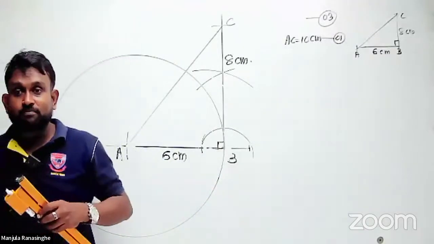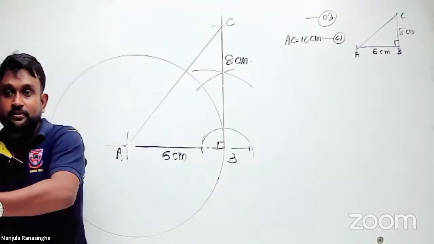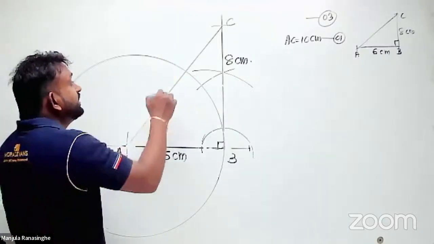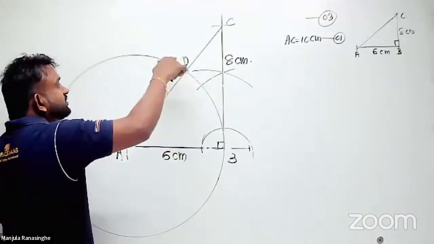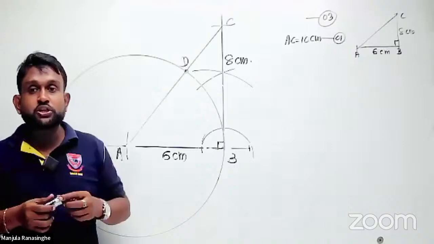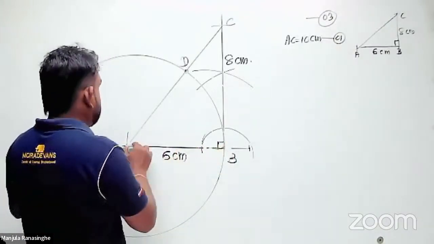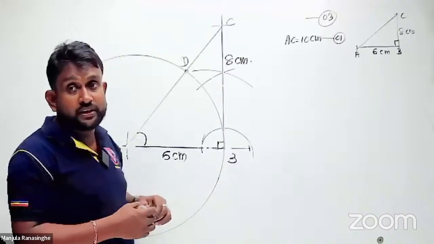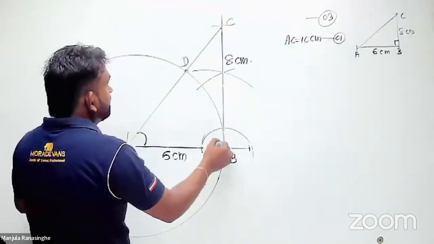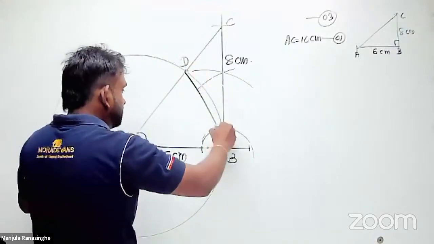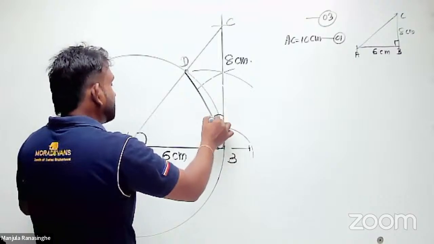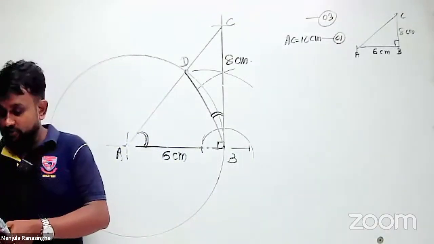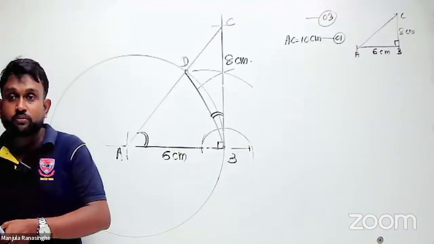Now they are asking, mark the point D where the side AC and the circle intersect. This is the point D. Circle and the side AC intersect. Okay. Measure the BAD. Measure this angle. And CBD using the protractor. This is the CBD. Right. Measure these two. The relationship between these two angles. So when you draw it, these two angles shall be equal to each other.